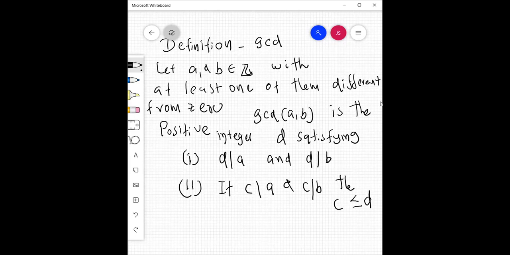What does that mean? If C is any divisor of A and B, then C is less than or equal to D. From the second one, we give that largest property to the GCD, right? From the first one we give the property that the GCD must be a divisor, and from the second one, we give the property of the largest divisor, right? So in that sense, though we present it in this somewhat complicated way, we can easily understand that definition also.